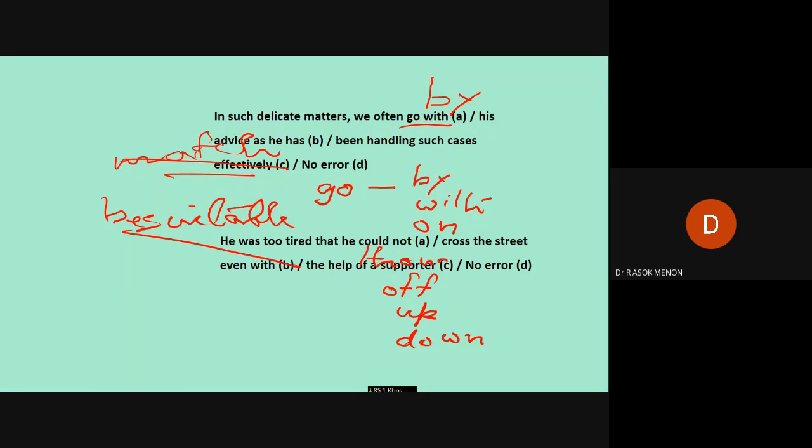For instance, go by here means follow or obey. Go with means match or to be suitable. Go on means to continue. This is common. Go through means suffer, S-U-F-F-E-R. Then go off means explode. Go up means increase. Go down means decrease or fall. So this is what we call phrasal verbs. For the time being, I have given commonly used phrasal verbs formed with go.